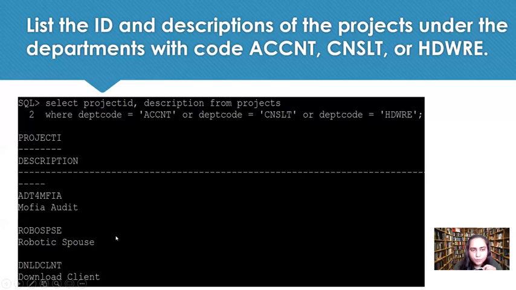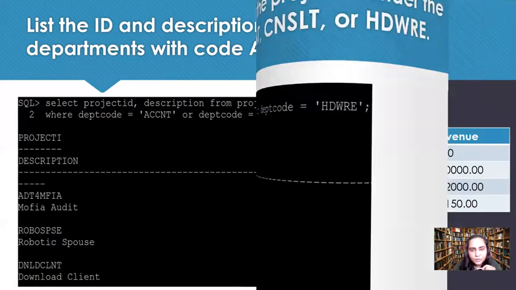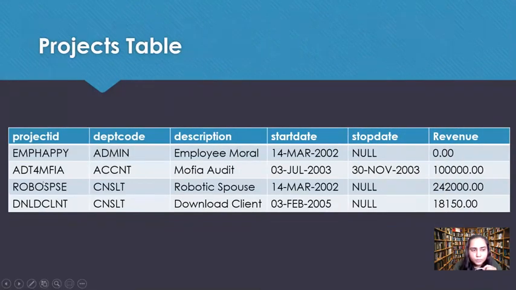And this is my output, and it's giving me three projects: the MOFIA audit project, robotic spouse project, and the download client. Let's check the results. The robotic spouse project belongs to the consulting department, CNSLT. Download client belongs to CNSLT. And MOFIA audit belongs to the accounting department. The third department we mentioned was hardware, but there is no project belonging to that department, so it did not come up in the results. So our result for this query is correct.